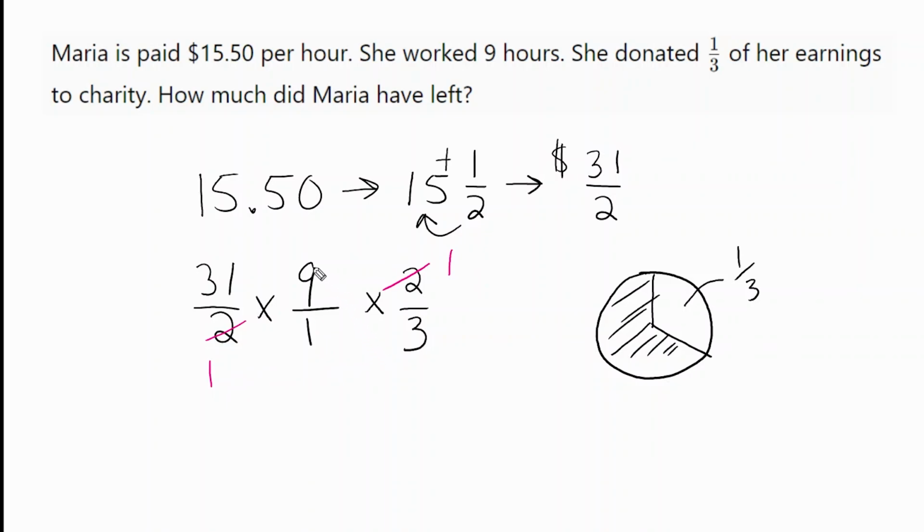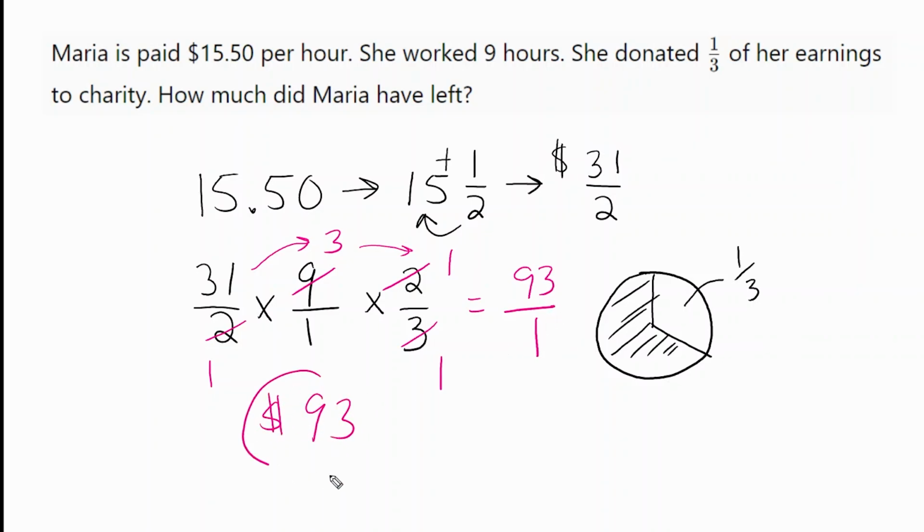We can also cancel the 9 and the 3. 3 goes into itself once. 3 goes into 9 3 times. Now on the top, all we have left is 31 times 3 times 1. Well, 31 times 3 is 93, and 93 times 1 is still 93. And on the bottom, we just have 1 times 1 times 1, which is 1. And 93 divided by 1 is $93.